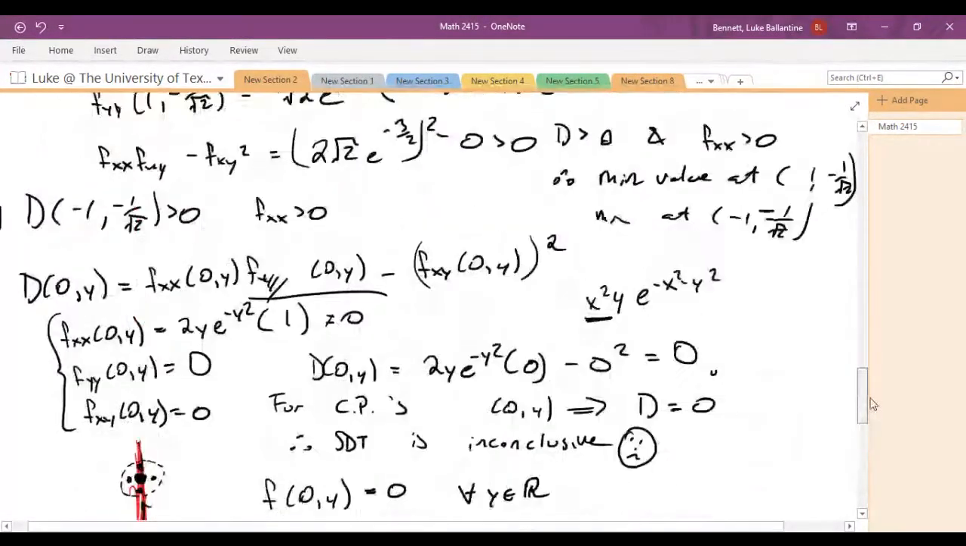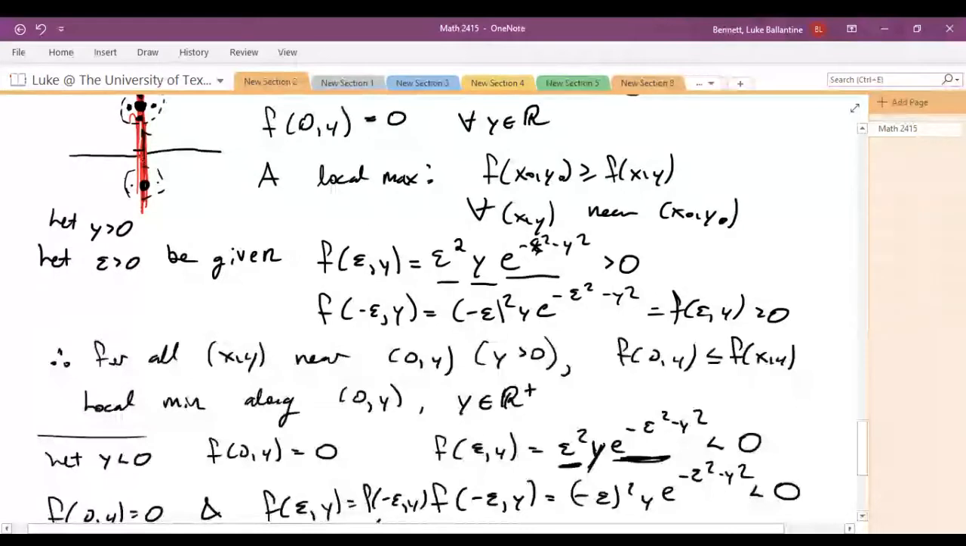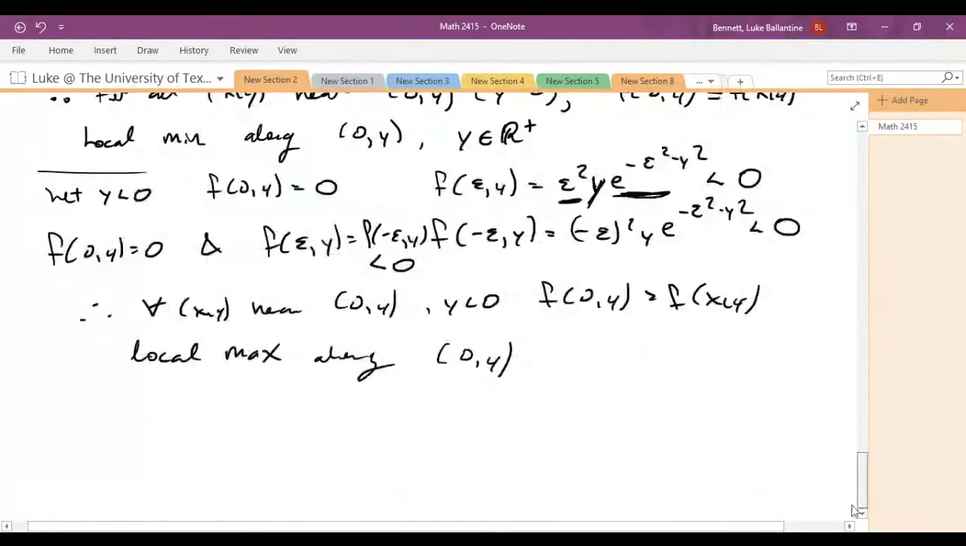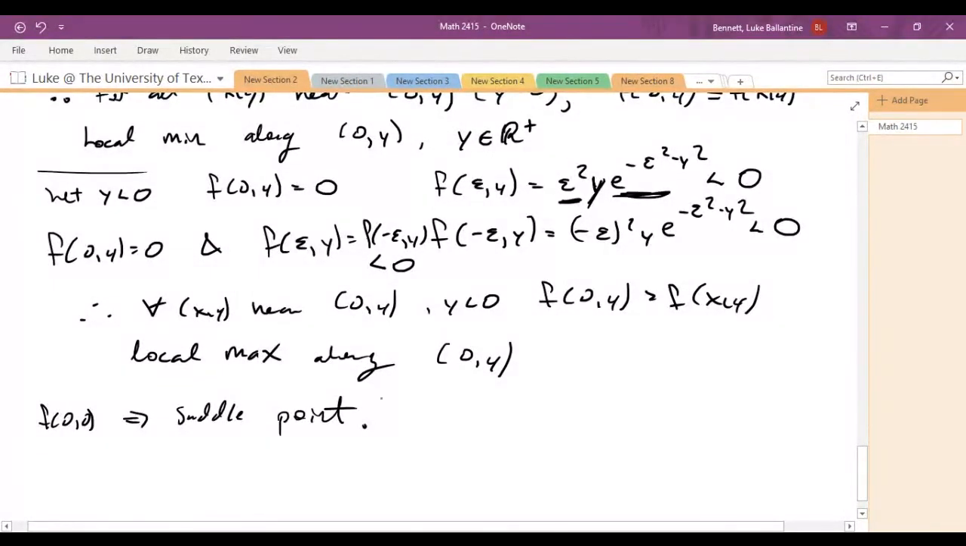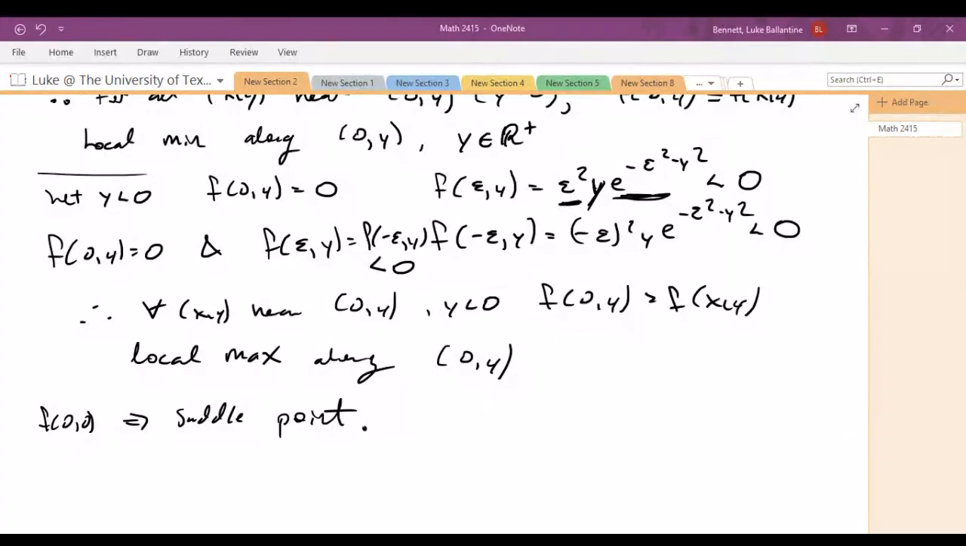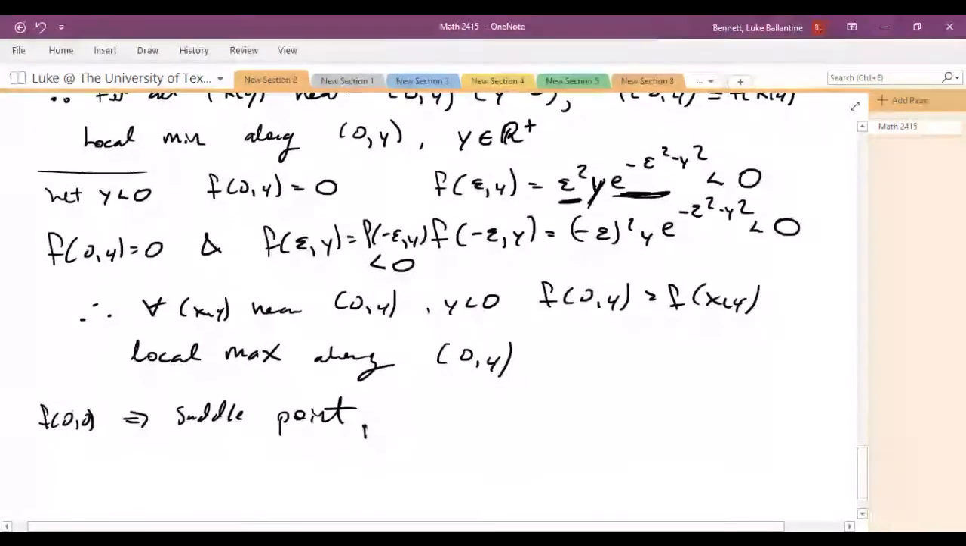This fits the definition of local max. And then for the argument for the origin, when y is 0 and x is 0, it has to switch between being a local max and a local min. So f of 0, 0 has to be a saddle point. So we just classified infinitely many critical points, plus 4 of them. So that finishes that problem. On to the next one.